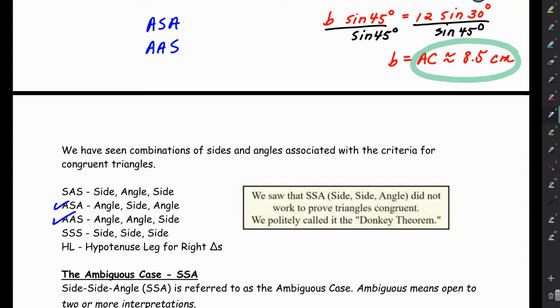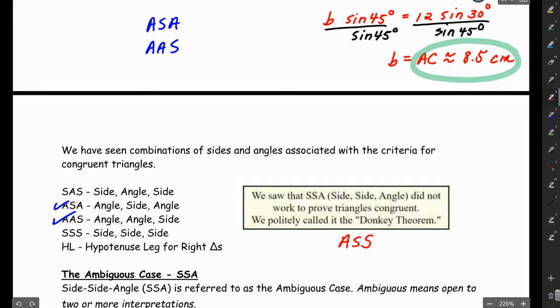All right, so other scenarios that you could see are side, angle, side; side, side, side; and hypotenuse, leg. Hopefully these ring a bell from your geometry days. Now, there's one scenario where we can't just assume that there's one answer. So we saw that side, side, angle did not work to prove triangles were congruent. Now, we could also write that as angle, side, side.